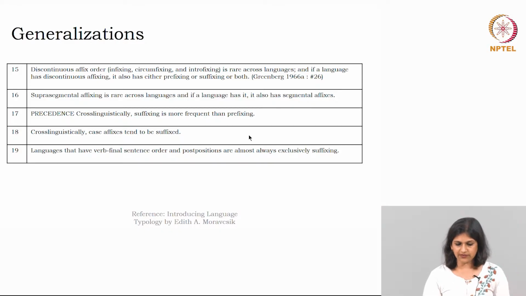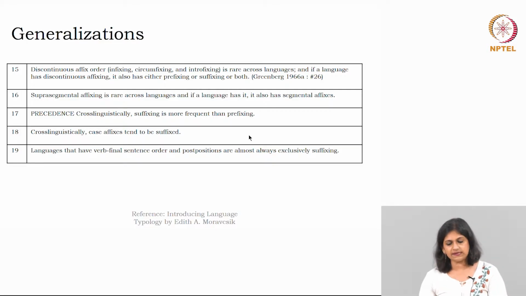So, the first three, infix, circumfix, interfix, are the rare ones. Most of the languages do not have them, but if a language has any of these, then it must have either prefixing or suffixing or both, right. So, that is what we have about the order of affixation.